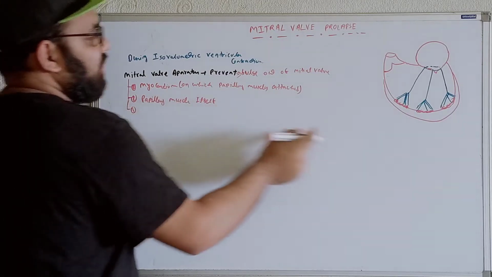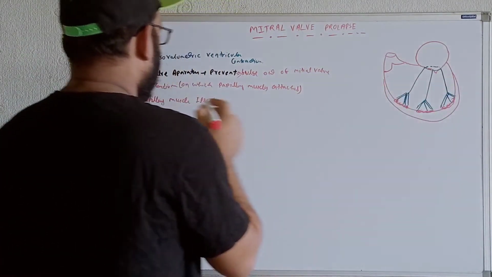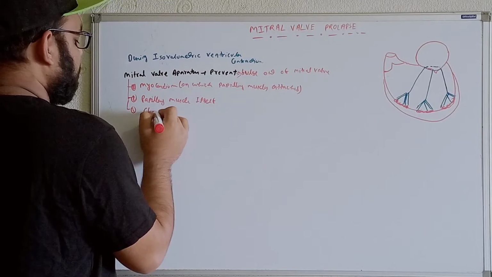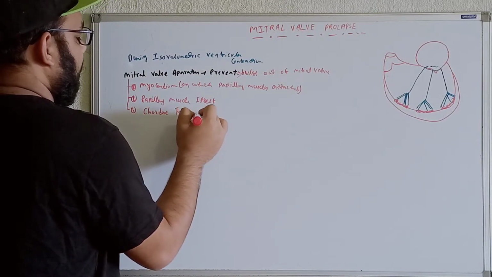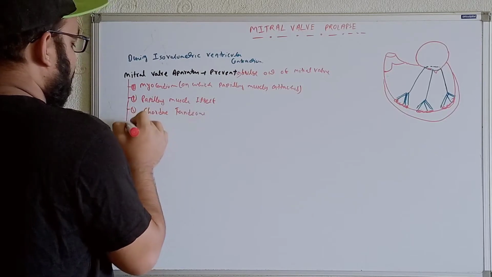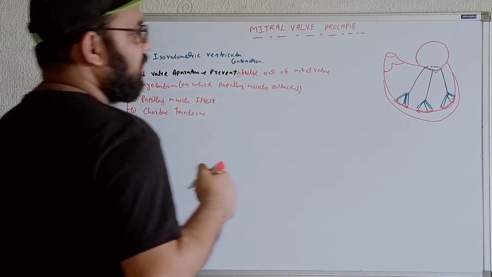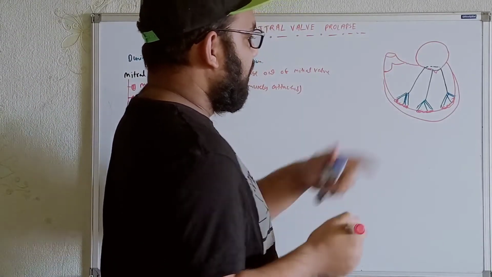After that we will get the chordae tendon, right? This is the chordae tendon. And the fourth component, what will we get? Within the fourth component we will get the valvular leaflets, right?